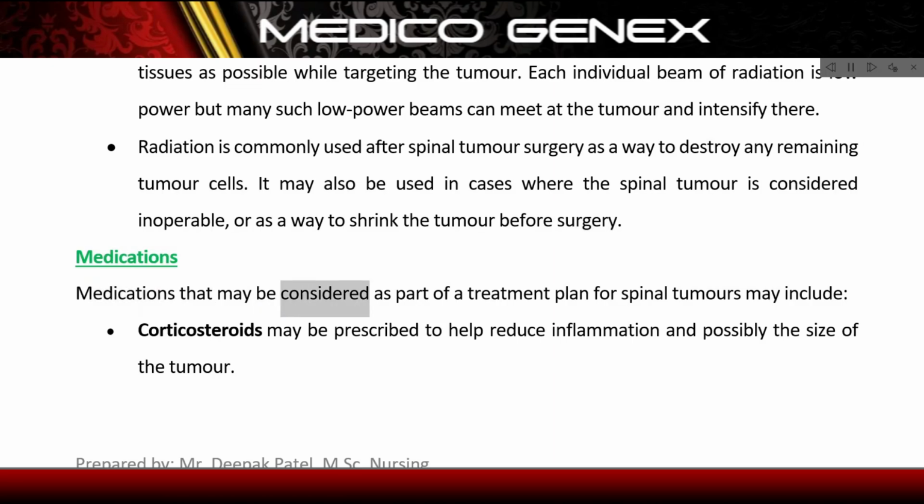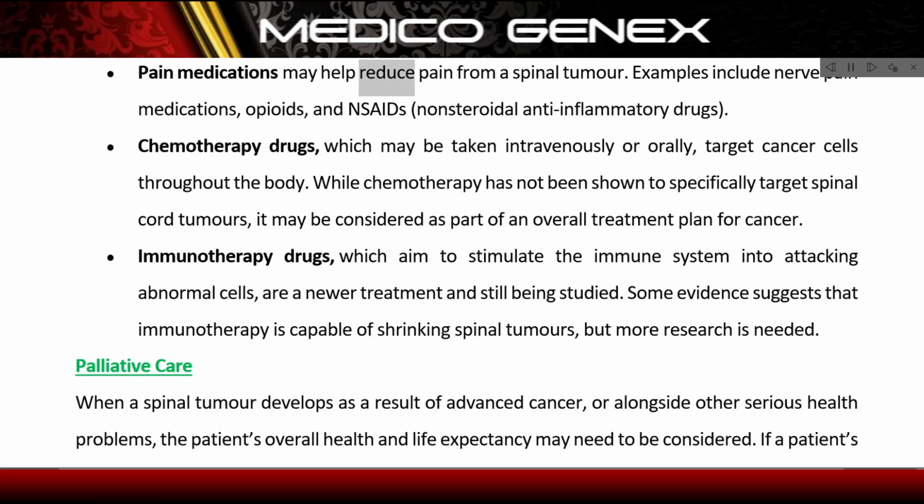Medications. Medications that may be considered as part of a treatment plan for spinal tumors may include: corticosteroids may be prescribed to help reduce inflammation and possibly the size of the tumor. Pain medications may help reduce pain from a spinal tumor. Examples include nerve pain medications, opioids, and NSAIDs, non-steroidal anti-inflammatory drugs.